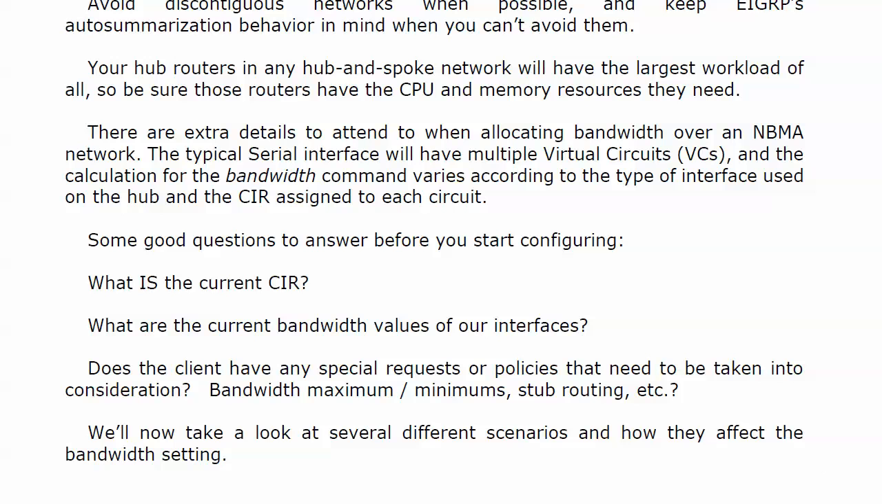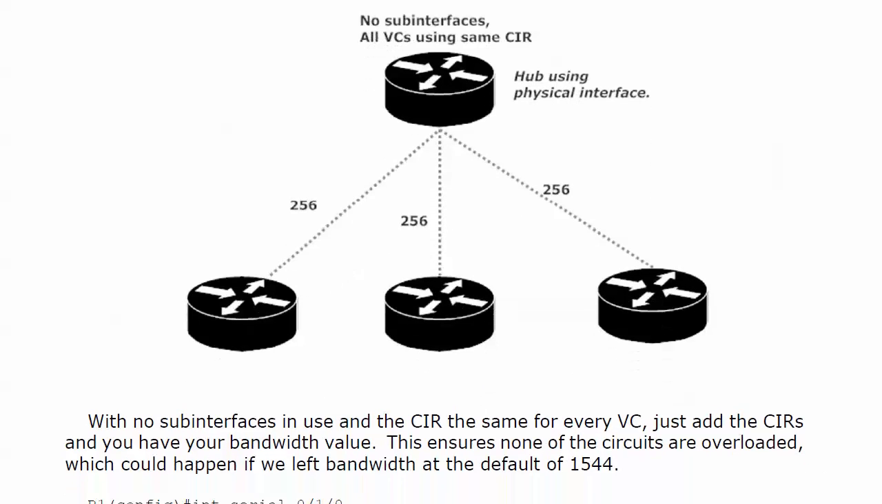Now we're going to take a look at a couple of different scenarios on the board and see how they affect the bandwidth setting. In the first one, we have no sub-interfaces, and all of our VCs are using the same CIR, and the hub is using the physical interface. Well, with no sub-interfaces in use, and the CIR the same for every virtual circuit, you know what to do here. Add the CIRs, you have your bandwidth value.